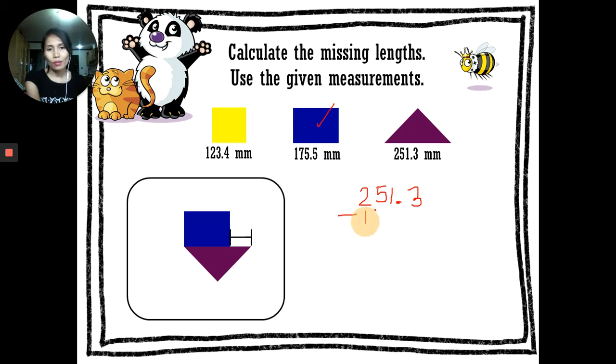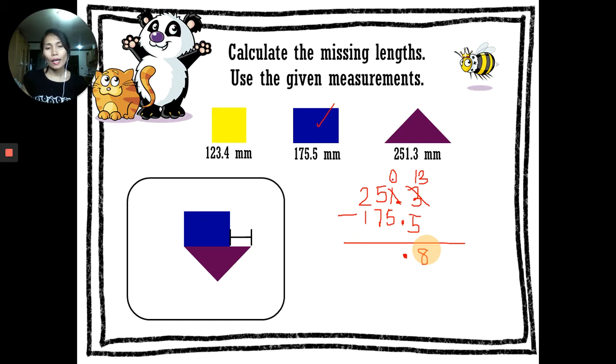Rectangle, 175.5. So that's the first step. Second step, add 0. There's no empty slots. So third step, bring down the decimal point, and fourth step, start subtracting. So 3 minus 5, we cannot. So 3 will borrow from 1. Again, it will become 0, and 3 will become 13. So 13 minus 5 equals 8.